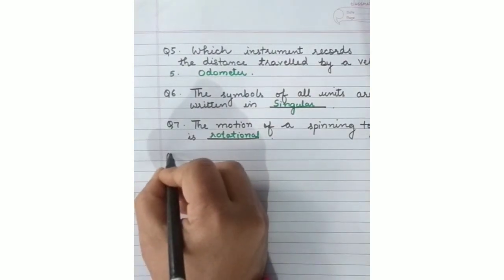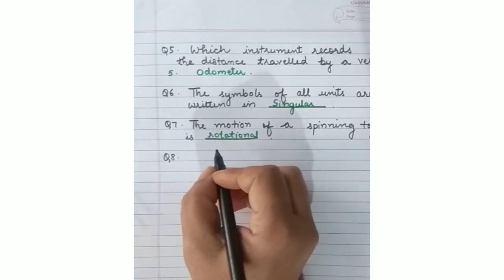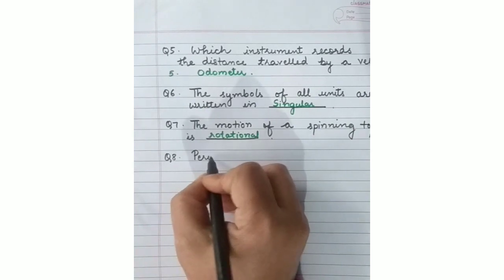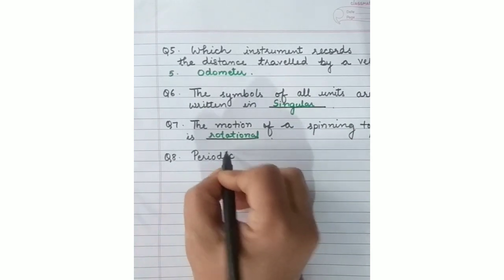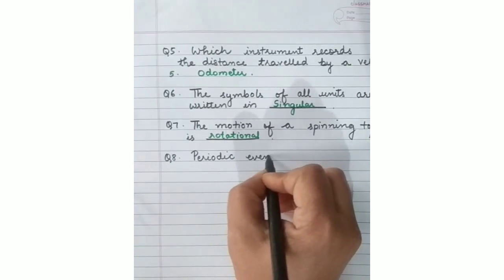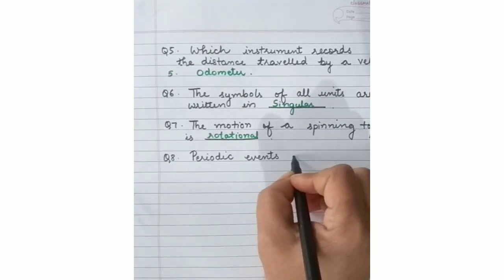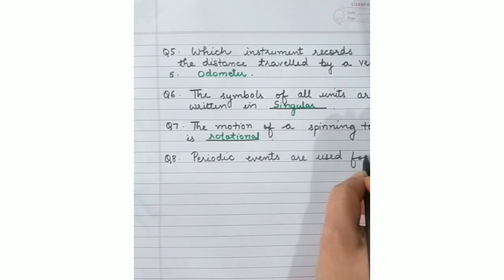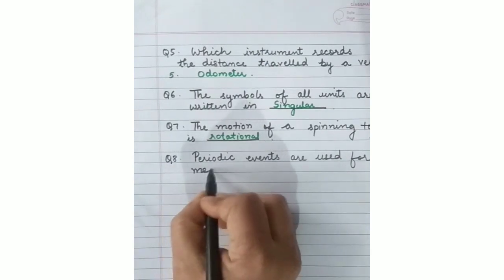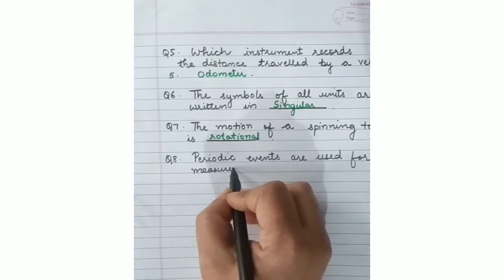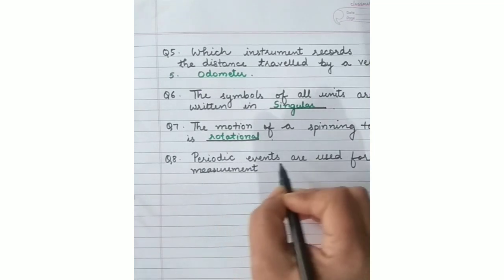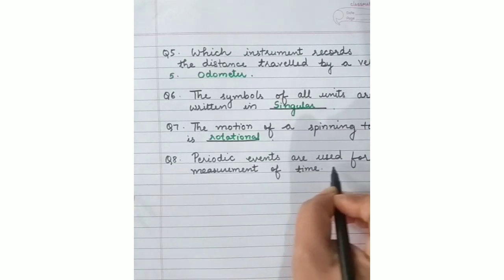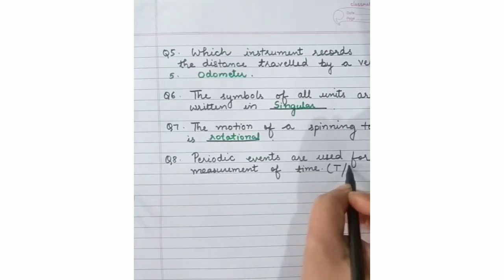Next question number 8. This is your last question from this chapter, Motion and Time. Periodic events are used for measurement of time. This is true or false.